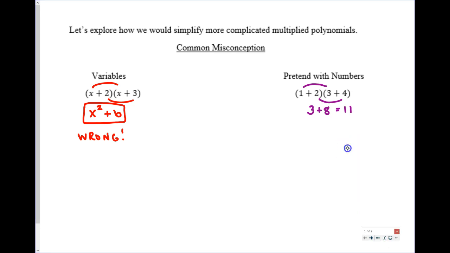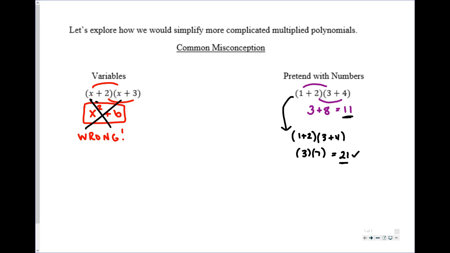But let's actually do the math here. So let's take this out. I'm going to rewrite it: 1 plus 2 times 3 plus 4. Well, let's actually do the 1 plus 2 here. So 1 plus 2 is 3, and then 3 plus 4 is 7, and 7 times 3 is 21. So here I got an 11, and here I got a 21. I know the 21 is correct, because I just did that adding here. So clearly, I can't just distribute the first terms, distribute the last terms, and get the correct answer. It doesn't work. The math doesn't add up. So this here can't be the correct answer for this.